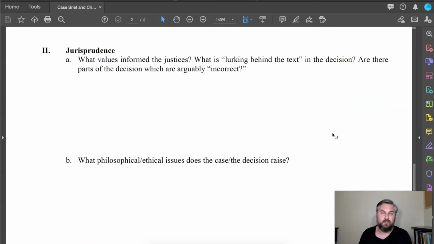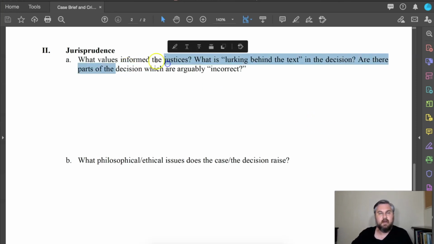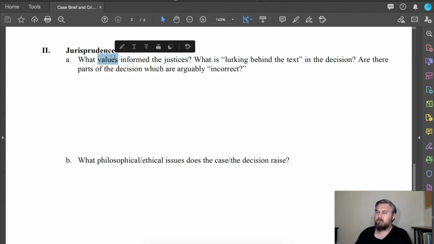And what I mean by jurisprudence is basically philosophy of law, or how judges make their decisions. So here what we're asking is not so much what happened in the case, but what should have happened in the case. So what values might the justices have cared about? In a case that involves the right to die, there's going to be a lot of questions about what is life and what happens to a person when they die, and when does a person truly die? What actually counts as death?